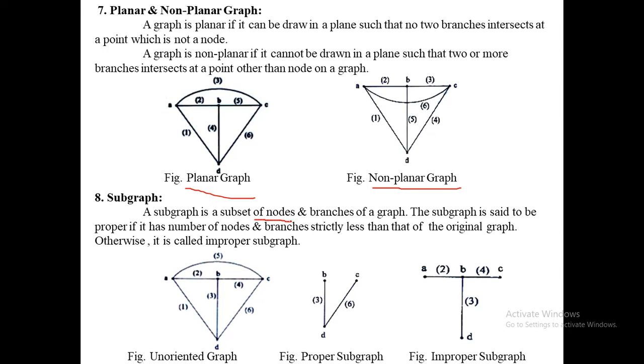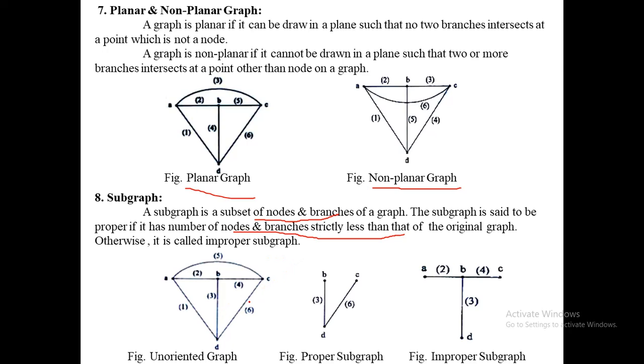A subgraph is a subset of nodes and branches of a graph. The subgraph is said to be proper if it has a number of nodes and branches strictly less than that of the original graph. Otherwise, it is called an improper subgraph.